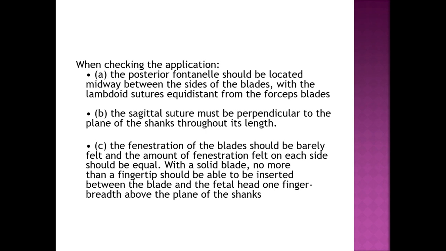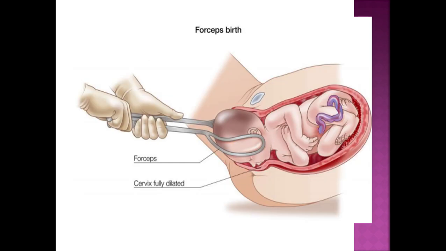With a solid blade, no more than a fingertip should be able to be inserted between the blade and the fetal head, one finger breadth above the plane of the shanks. It needs a lot of practice to make sure that the 3 points are there, like in the picture.